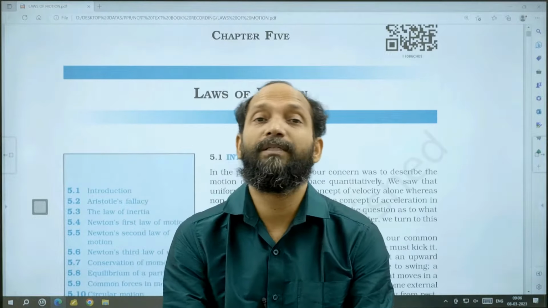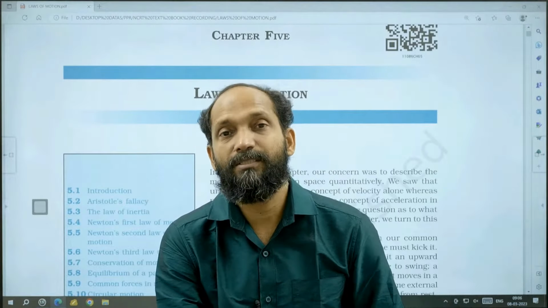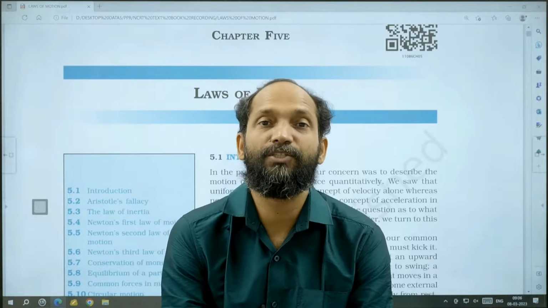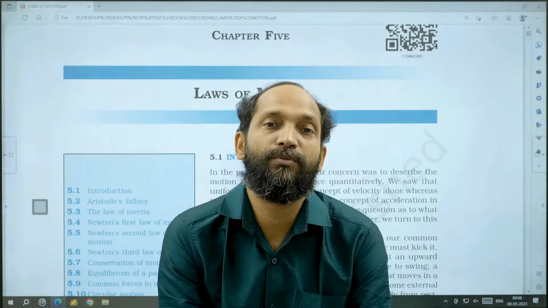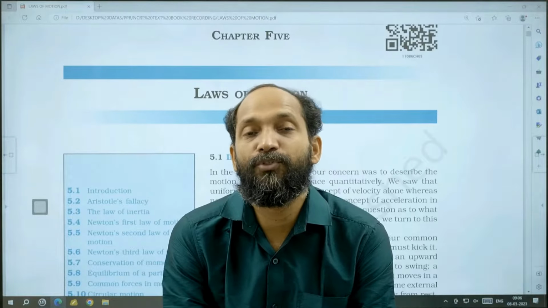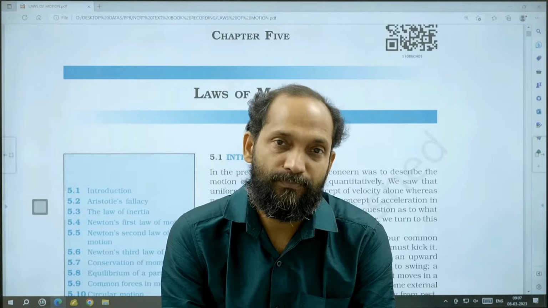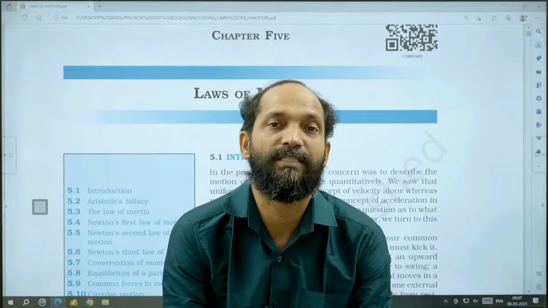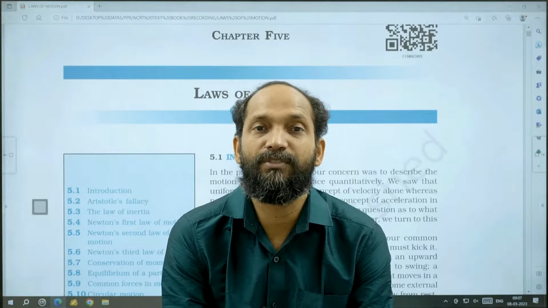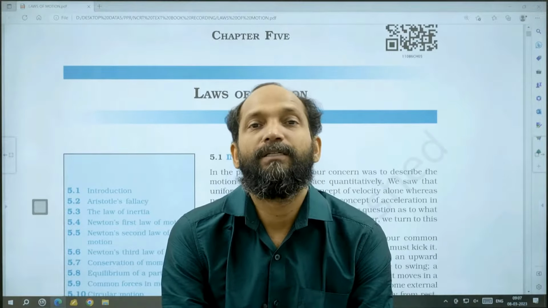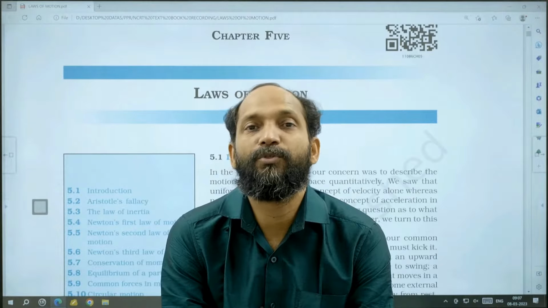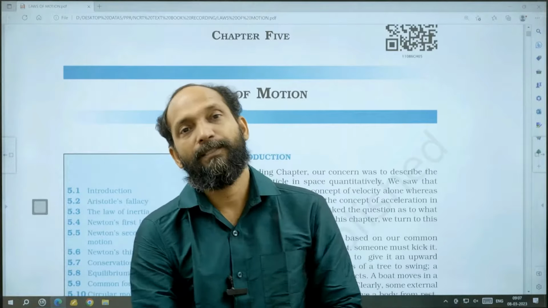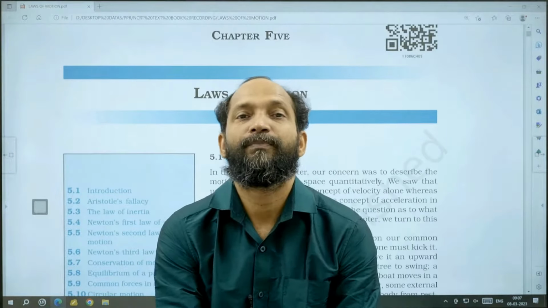or that may be to change the direction. A force is needed to increase speed, a force is needed to decrease speed, a force is needed to change direction. So a push or pull is needed to increase speed, decrease speed, also to change direction. But no force is required to make it move with constant velocity.